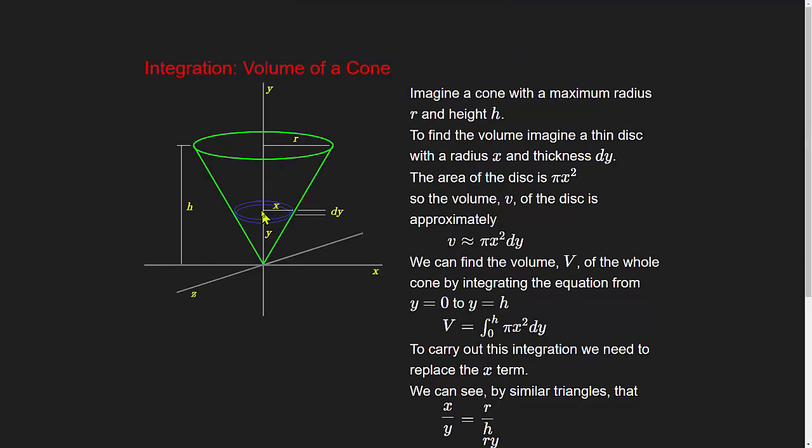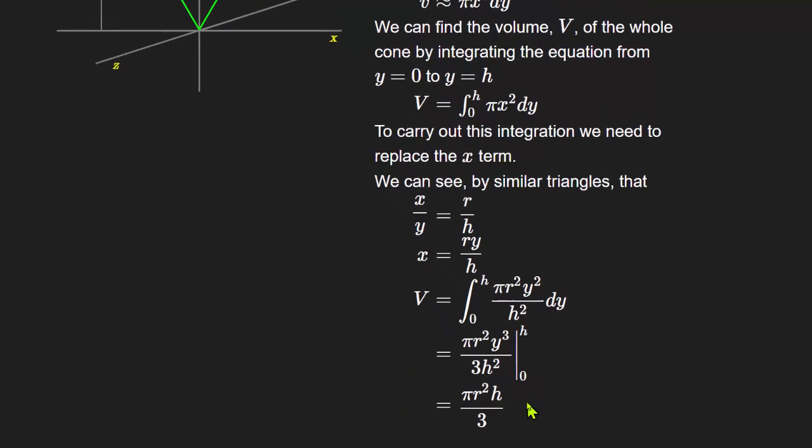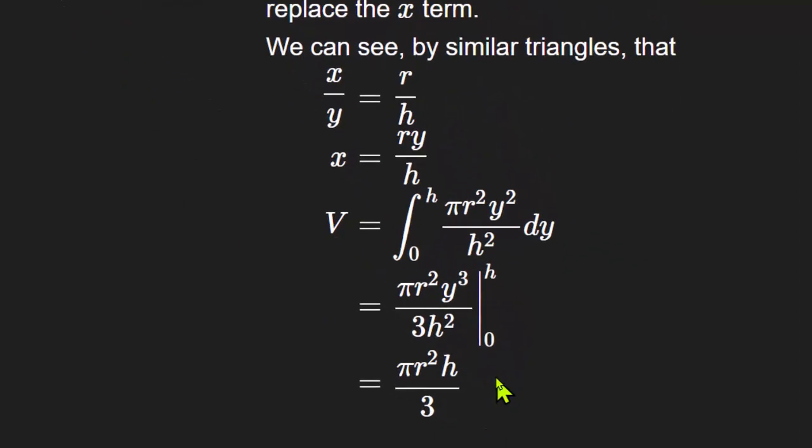So our process was to find a small representative volume, which was pi x squared dy. We then found a substitution to take x out of the equation, so we only had it in terms of y. We integrated it with respect to y, and that way we found an equation for the volume of a cone.